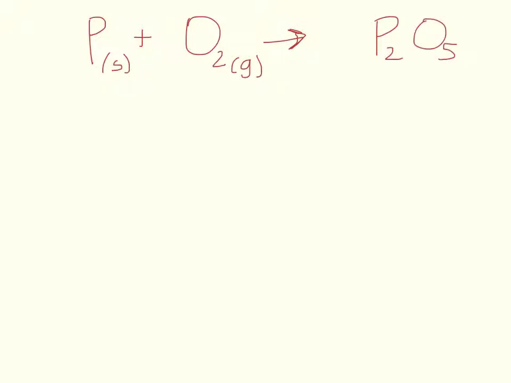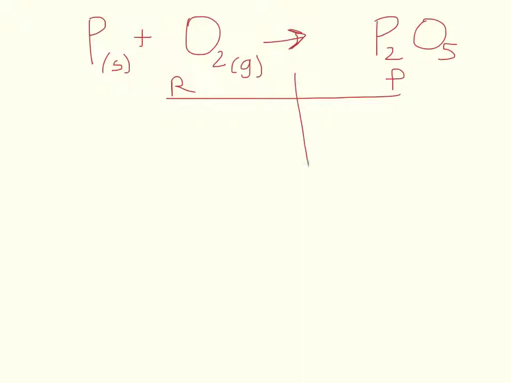The equation our pair is asked to balance is phosphorus reacts with oxygen gas to yield diphosphorus pentoxide. So the first thing we need to do is write out the equation. So we'll write phosphorus, and it's solid, reacts with oxygen gas, which is diatomic, to yield, and we draw the arrow, diphosphorus pentoxide.